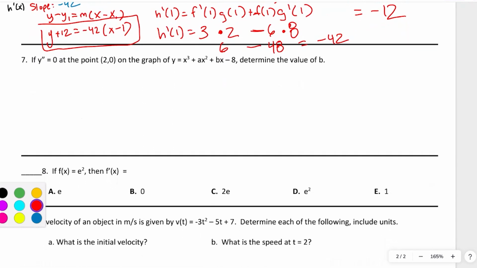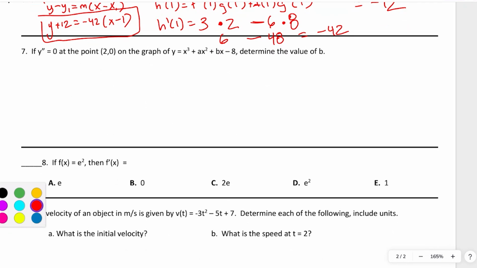Number 7 says if the second derivative of y is 0 at the point 2 comma 0 on the graph of this, determine the value of b. All right, so let's first find the first derivative of y. That would be 3x squared plus 2ax plus b. And then the second derivative of y would be 6x plus 2a. And it's saying y double prime is 0 at the point 2 comma 0. So that's when x is 2. We can use that to find a. And then once we know a, we should be able to find b.